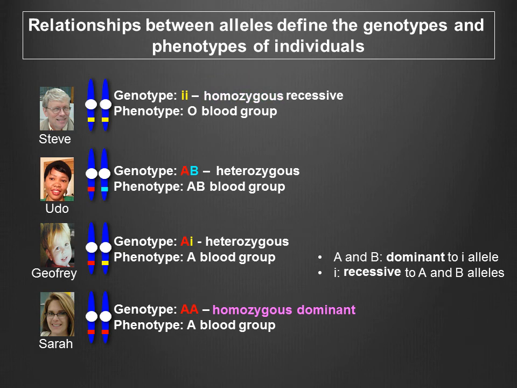An important point to note here is that dominance and recessiveness are not intrinsic properties of alleles. Rather, whether an allele behaves as a dominant or recessive allele is dependent on the allele it is paired with. For example, the A and B alleles are each dominant when paired with the i allele. However, when paired with each other, they are said to be codominant. We will explore this type of allele relationship in a later video. Continue with this video to test your understanding of genetics terminologies.